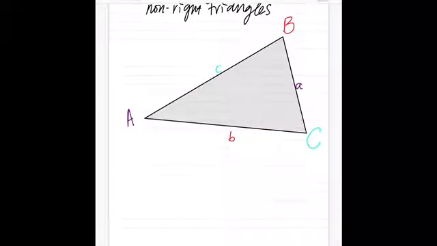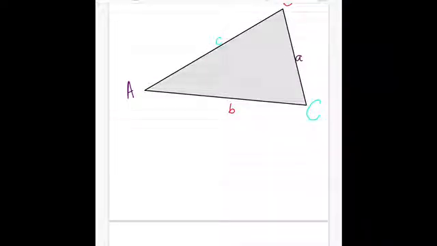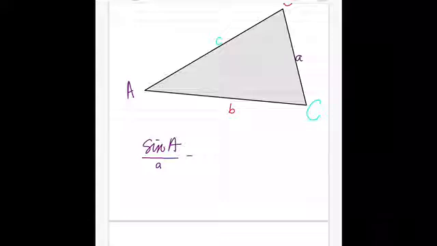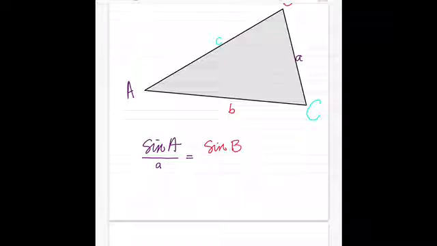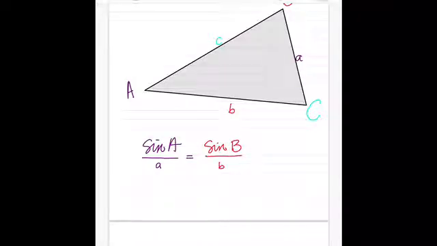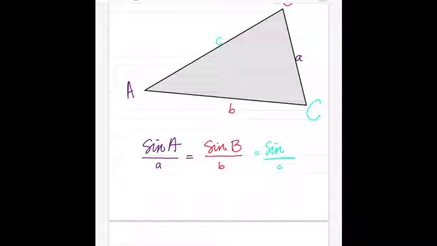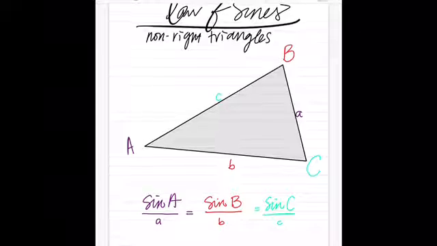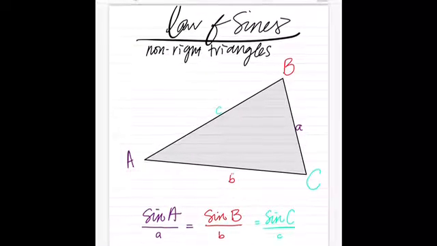Now, let's go ahead and write the law of sines. Sine of A, so angle A, over side a is equal to sine B, so angle B, over side b, which is equal to sine of angle C over side c. Now notice that these angles are all capital letters, and the sides are all lowercase. This is important, okay?